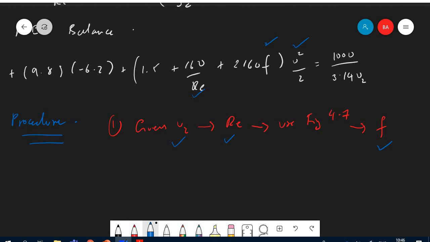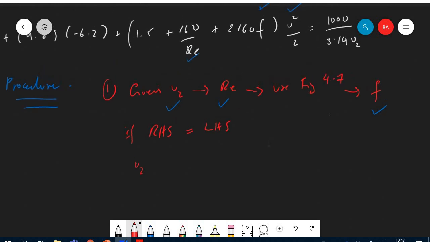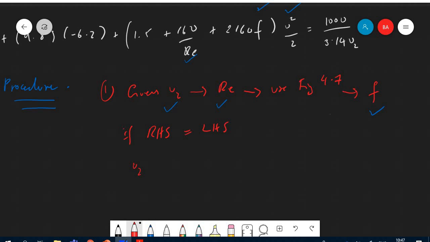And now what I need to do is check if my right hand side is equal to my left hand side. If it's not, then I need to compare U2. I can consider U2 as just an unknown here, an unknown in this equation.